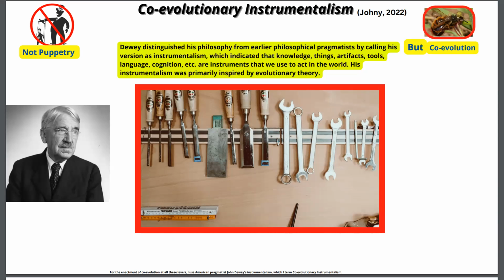Now, for the enactment of co-evolution in all these levels, I use American pragmatist John Dewey's instrumentalism, which I term here as co-evolutionary instrumentalism. John Dewey distinguished his philosophy from earlier philosophical pragmatists by calling his version instrumentalism, which indicated that knowledge, things, artifacts, tools, language, cognition, etc. are instruments that we use to act in the world. His instrumentalism was primarily inspired by evolutionary theory.